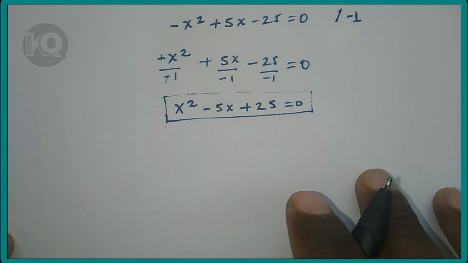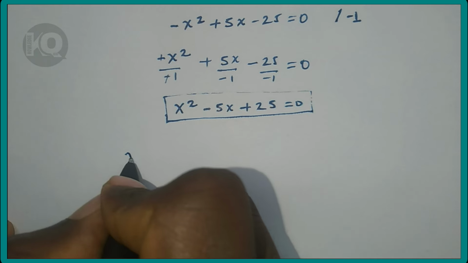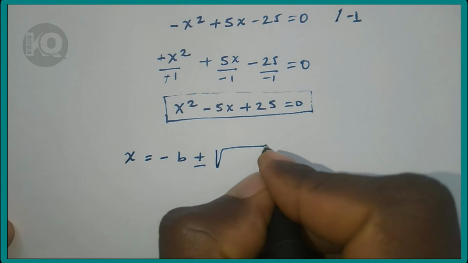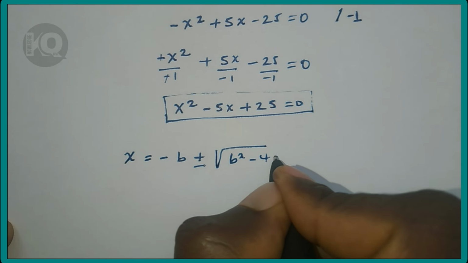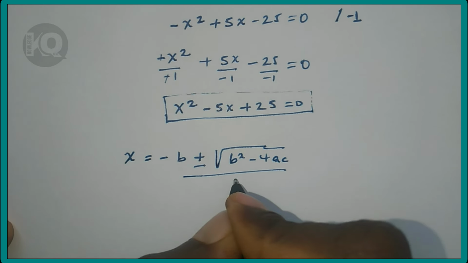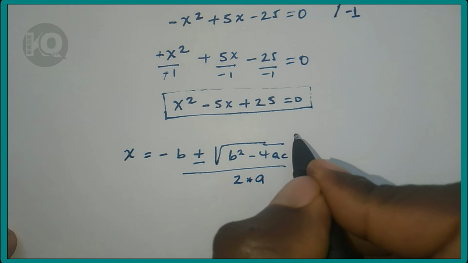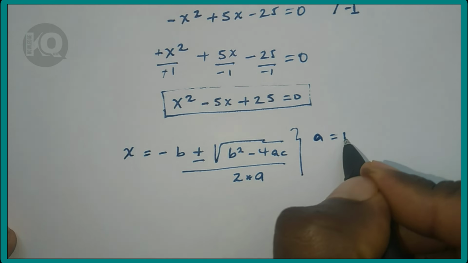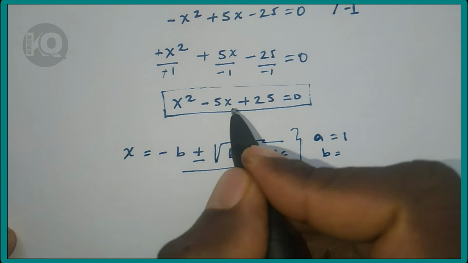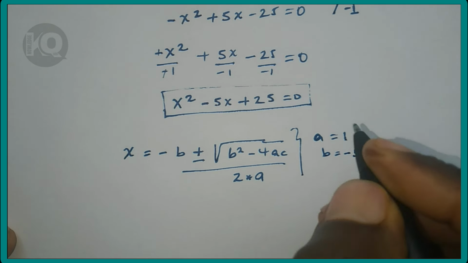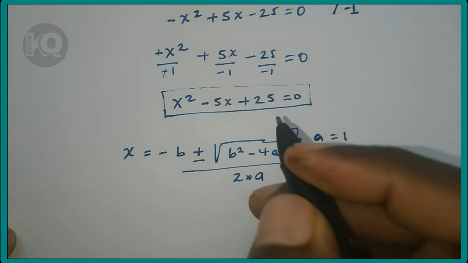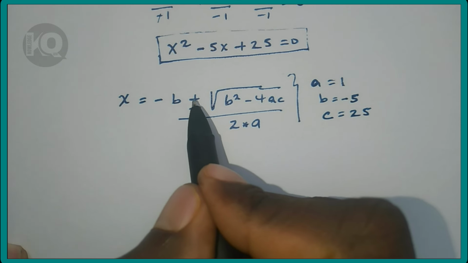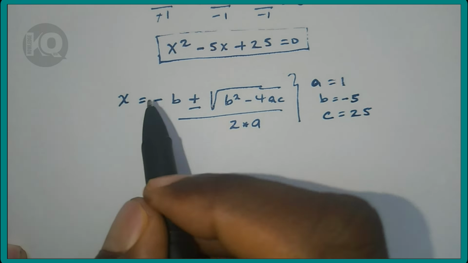By using the well-known quadratic formula, x equals minus b plus or minus the radical of b squared minus 4ac, over 2 times a. From our equation, a, the coefficient of x squared, equals 1, b, the coefficient of x, is minus 5, and c is 25. Find the value of x. Since it's plus or minus, we will have two solutions, since it's a quadratic equation.